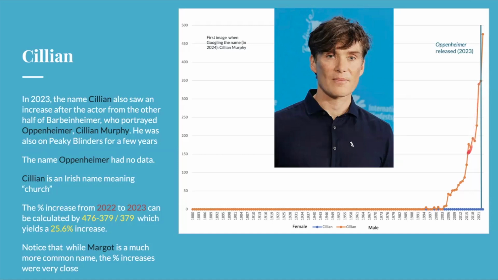This one actually has a pretty similar upward trend, kind of starting in the mid-2000s, increasing throughout the 2010s, slowing down from 2021 to 2022, and then increasing 25.6% in 2023. So while Margot is a much more common name, the percent increases of these two names are actually quite similar.